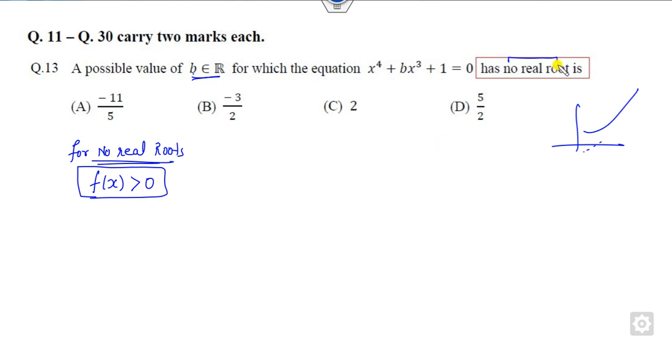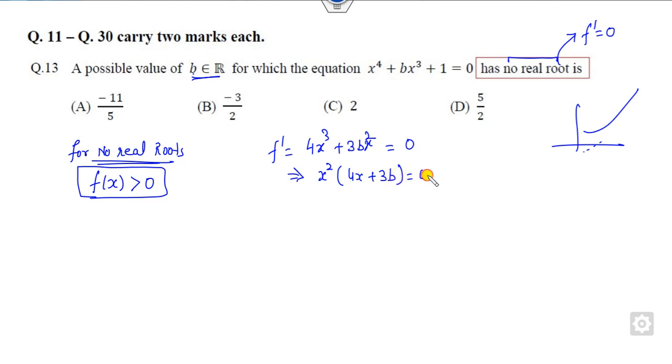That's simple. When will it be the root? Root means when the derivative will be 0. So you can start with the derivative. What is the first derivative? It is 4x cubed plus 3bx squared, and it will be 0. What will happen if x squared is common? 4x plus 3b is 0. It means x is 0, 0, and x is minus 3b by 4. Now you find f of x is 0, and you can substitute the value here.